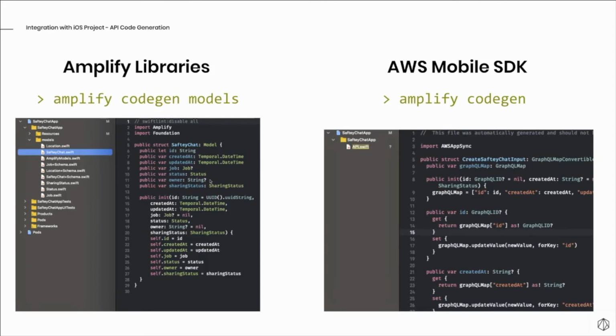You can see Amplify CLI provides API code generation for both SDK and libraries. You can use the specific CLI command based on which option you're going for. You can see on the right-hand side, the Amplify codegen command is going to generate a single API.swift file which will work with the Mobile SDK, or you can use Amplify codegen models, which is going to work with Amplify libraries, and it's going to generate specific models for that.